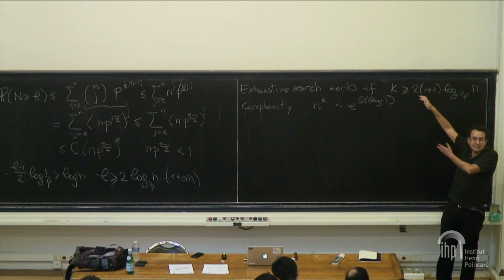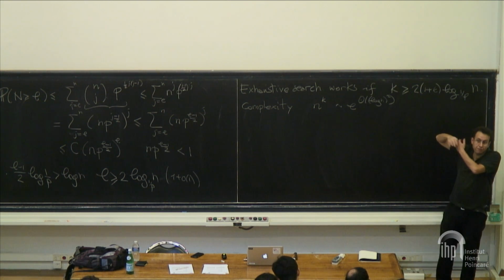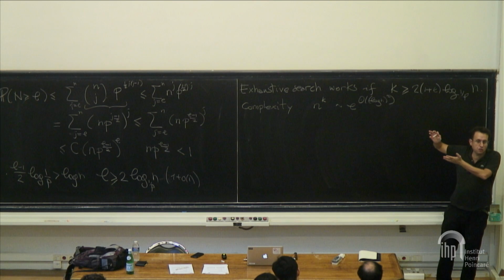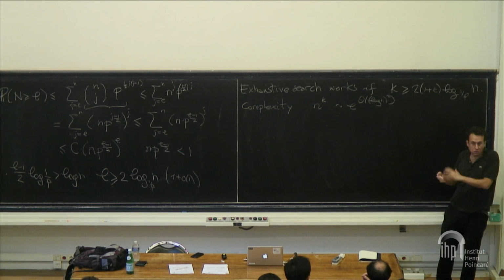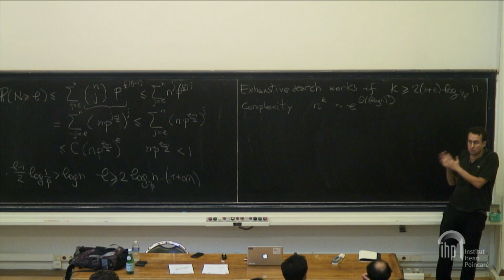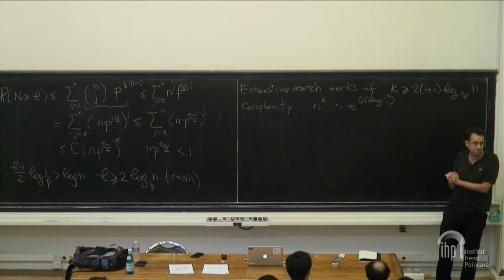But from a statistics point of view, this is the end of the story. It turns out that below 2 log n, you cannot find the clique because the graph is indistinguishable from a pure Erdős–Rényi random graph. Above 2 log n, you can find it, end of story. Okay.